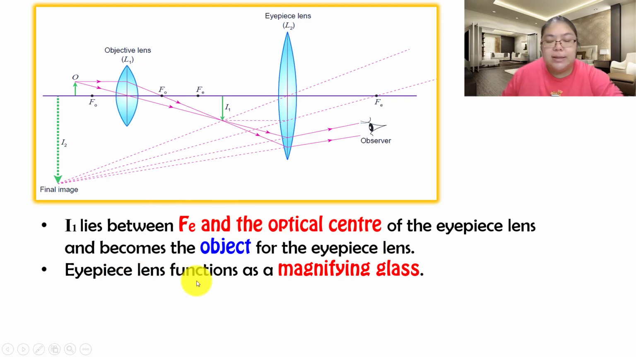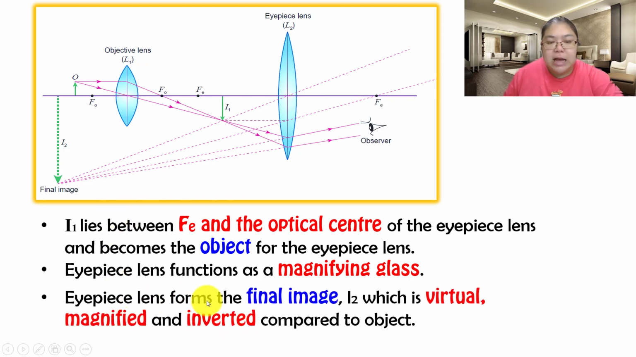So what is the function of the eyepiece lens? The eyepiece is put behind for what? It acts as a magnifying glass. That means it just magnifies a little bit. But when you put in the eyepiece lens, it makes the final image bigger some more. So we call this the magnifying glass function of the eyepiece lens. Okay, now we continue.